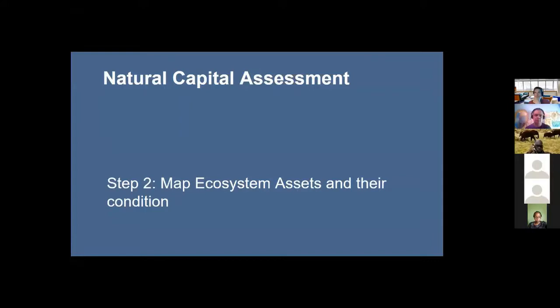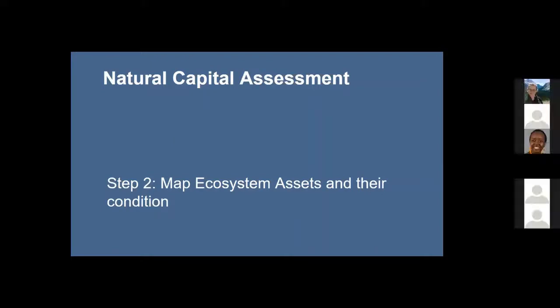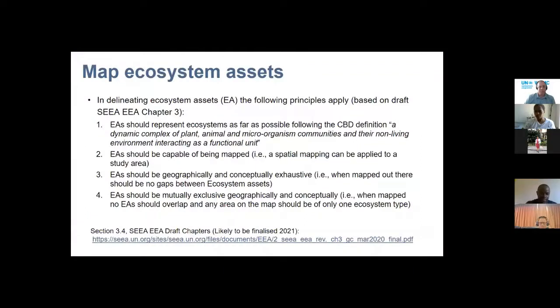So now we're kind of into the nuts and bolts of the technical work of how we structure the assessment for meeting our well-defined goals, objectives, and user needs. So we're looking at mapping ecosystem assets now and their condition. And so in order to really assist us with this mapping process, there are these four kind of broad principles that come out of the ecosystem accounting community that I think are quite useful.